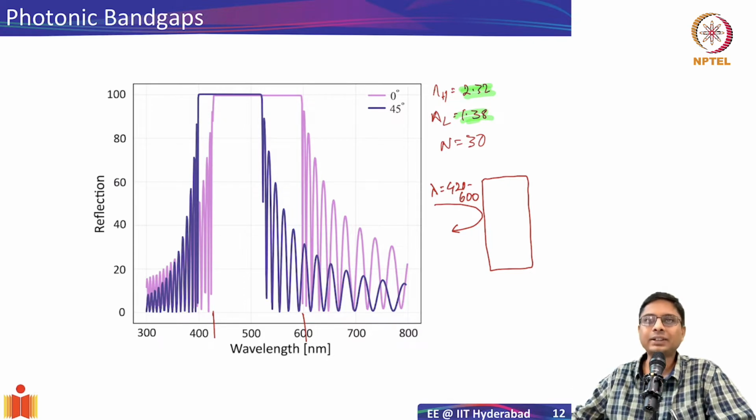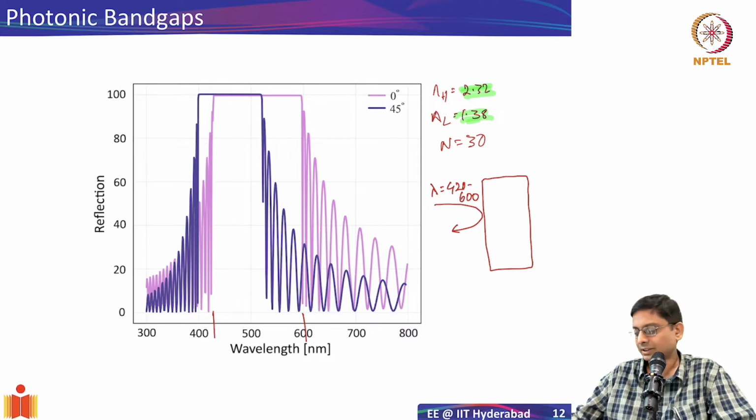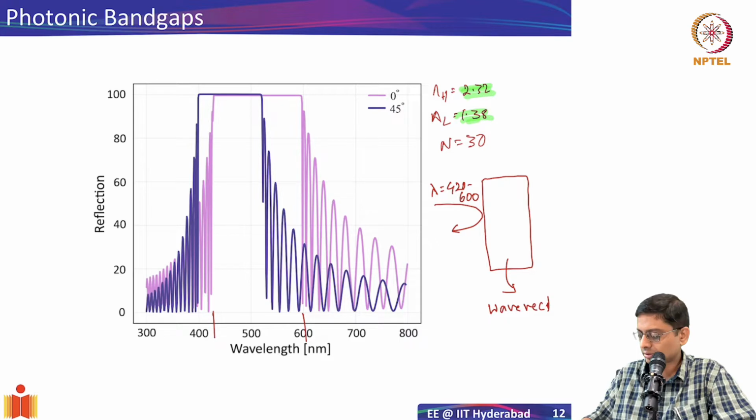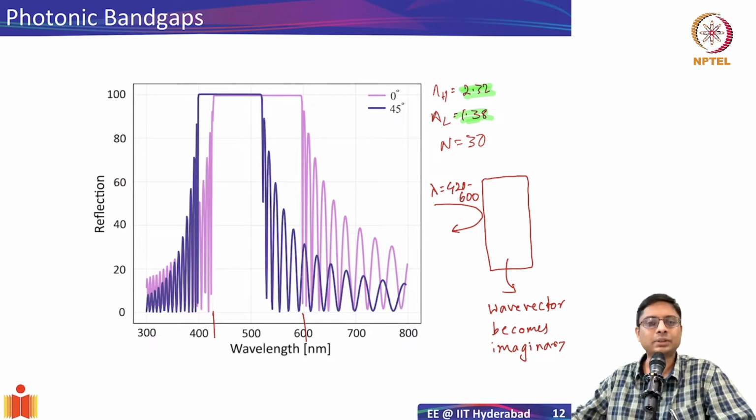Why is it getting reflected? The reason is that those particular waves do not have a real k vector in the material. So I can think of this material as having an imaginary k vector at those wavelengths. So the wave vector becomes imaginary. That means the wave is evanescent, and that's why you see that the light reflects.